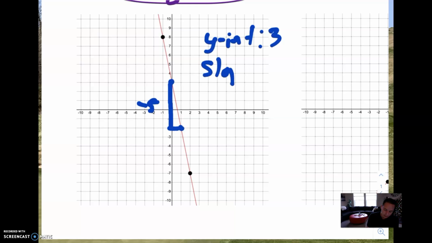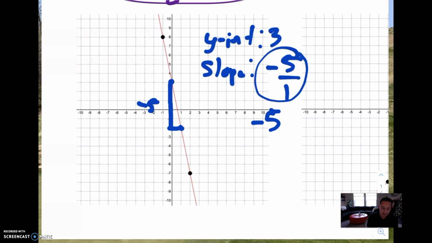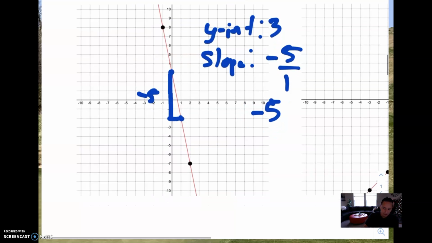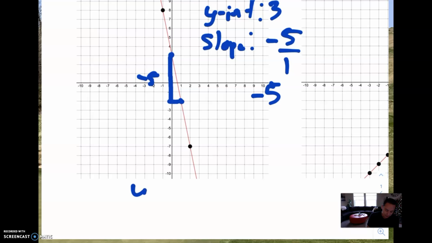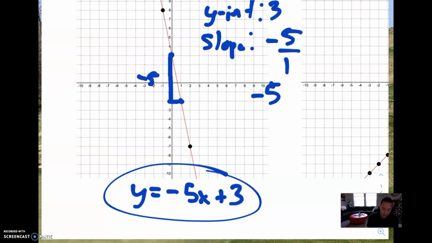So your slope is going to be down 5 and over 1, which if you take negative 5 divided by 1, it just becomes negative 5. So that's the slope that we're going to use. Some of you are just leaving your slope as a fraction like that, but remember, if it's over 1, just simplify it so it looks like that. Now that we have those two pieces of information, we can write out the final equation. It'll be y equals negative 5x plus 3. So it had a y-intercept of 3 and a slope of negative 5.